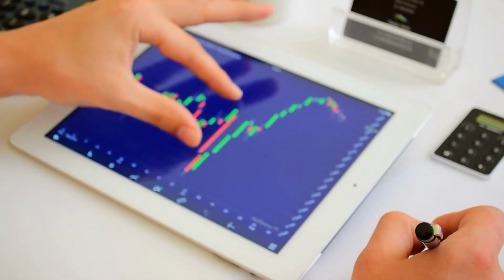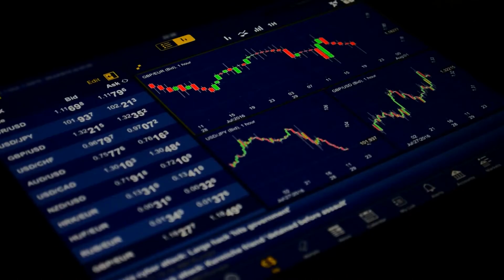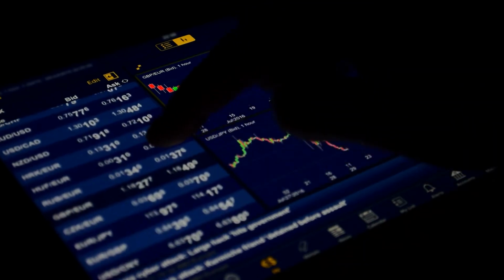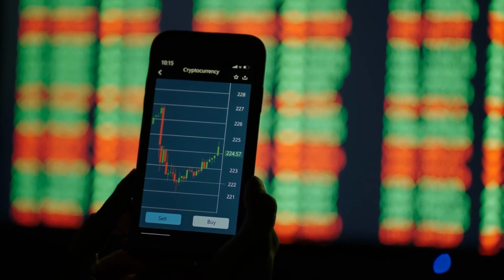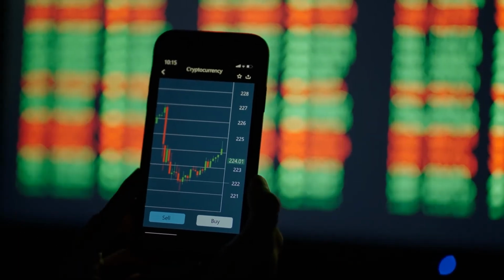The fourth chart is the candlestick chart, which has a unique structure with two lines and a broad body. The thin lines show price movements, while the body figures out the difference between the opening and closing prices.